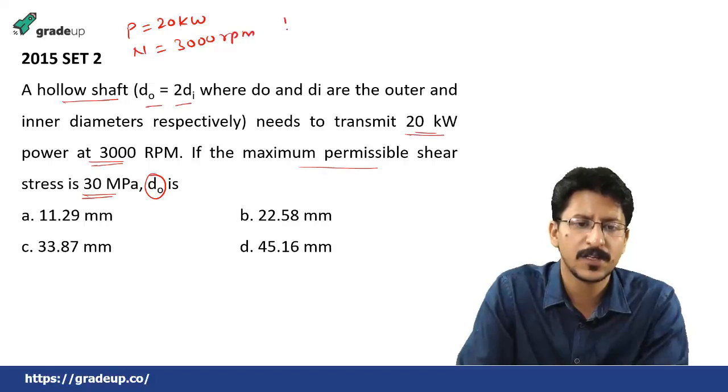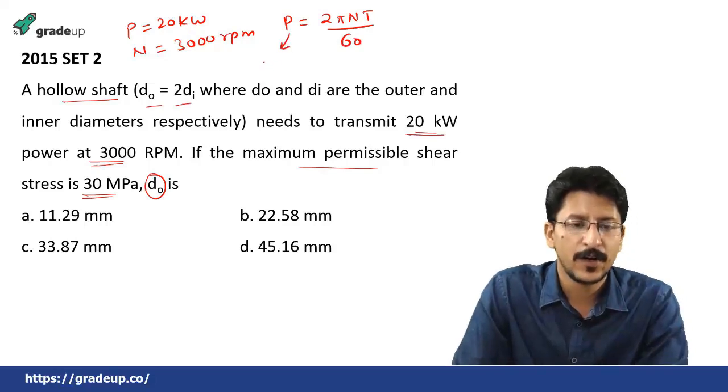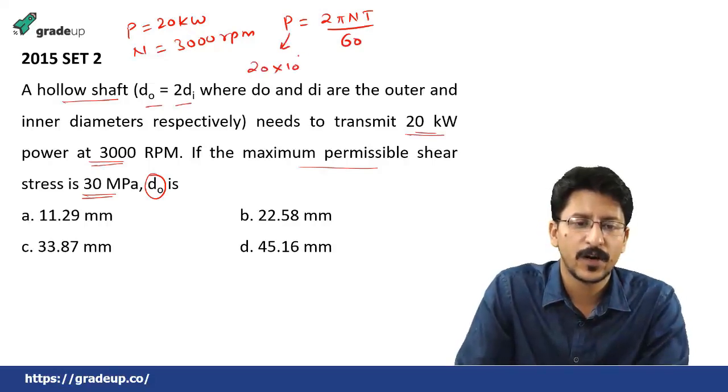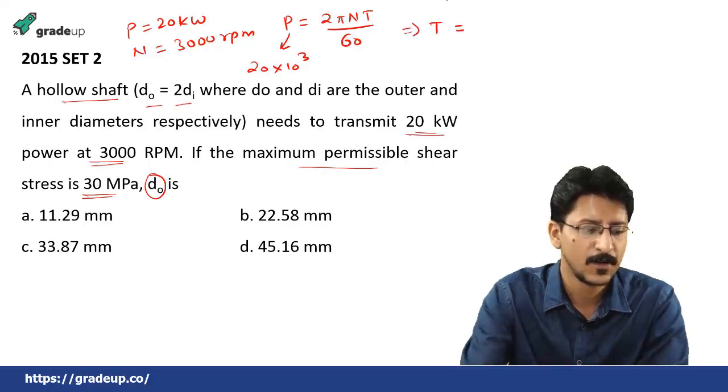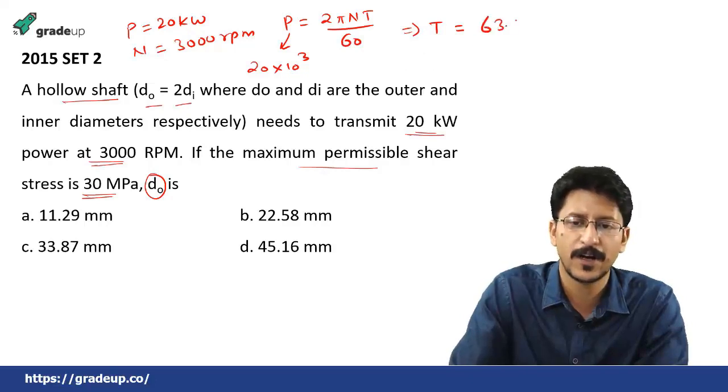Okay, again the power is 20 kilowatt and the rpm is 3000 rpm. So again using that same formula, P is equal to 2 pi NT by 60, and keeping this value in watts, that is 20 into 10 to the power 3, we get the value of the torque as, what will be the value? We will get this value as 63.66 Newton meters.